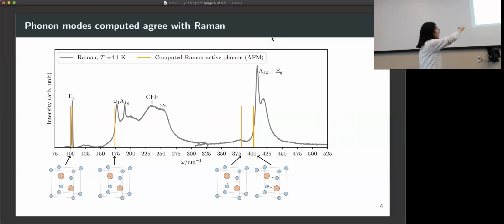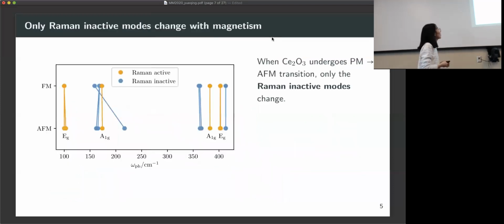You will see that Eg modes correspond to cerium and oxygen atoms moving in the XY plane, and the A1g modes correspond to the atoms moving in the Z direction. Here I'm plotting the Raman active and inactive modes on the same plot for FM and AFM states. The orange dot stands for Raman active and the blue dot stands for Raman inactive. You can see that during the phase transition, only the Raman inactive modes move.